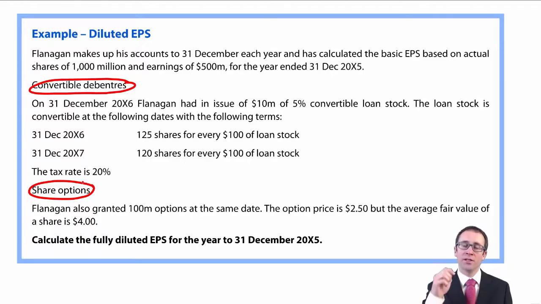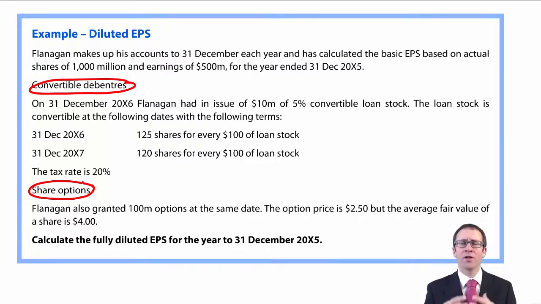But if you think about convertible debentures, what happens is at some point in the future, the debenture holders will convert for shares. So if that's the case, the number of shares are going to go up, aren't they? So we'll need to take account of the biggest potential increase in the number of shares that are issued in the future. That's the key bit. It needs to be the largest number of shares.